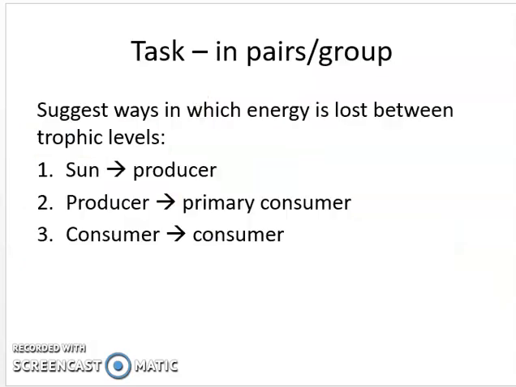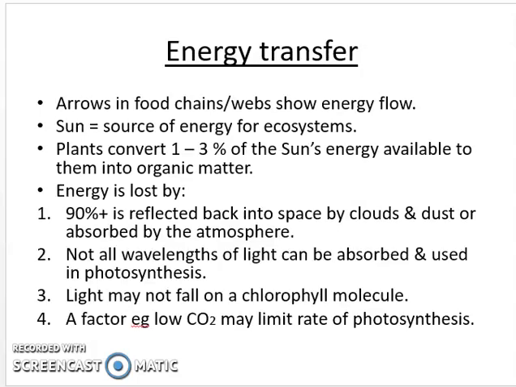So I asked you, suggest ways in which energy is lost between the sun and the producer. So we'll look at that one first, and then producer to primary consumer, and then just between consumers, full stop. So let's have a look. In terms of sun to the producer, the plants convert between 1 and 3% of the sun's energy available into organic matter, so into glucose, which then goes on to make other organic matter. So these are the main ways that energy is lost.